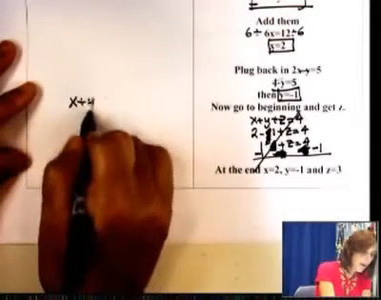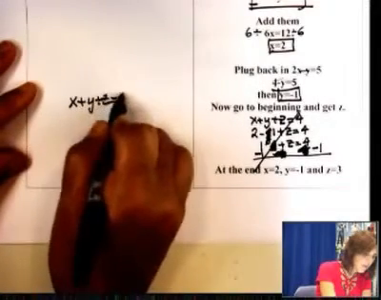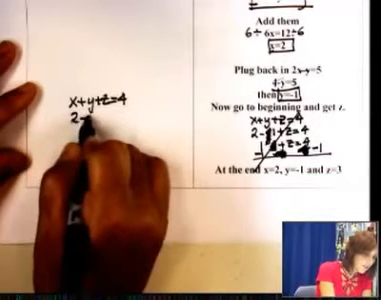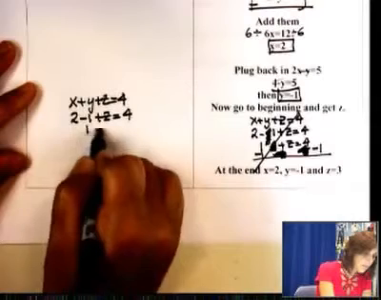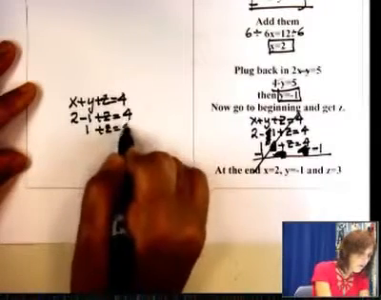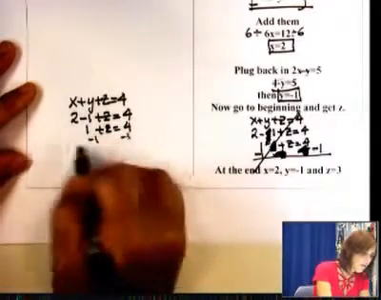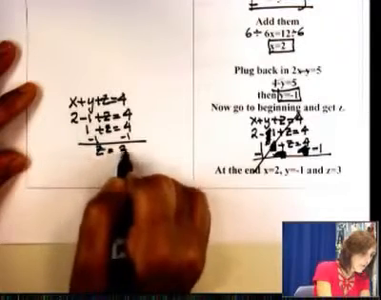x plus y plus z equals 4. So I have 2 minus 1 plus z equals 4. That's 1 plus z equals 4. Subtract 1, then I'll have z equals 3.